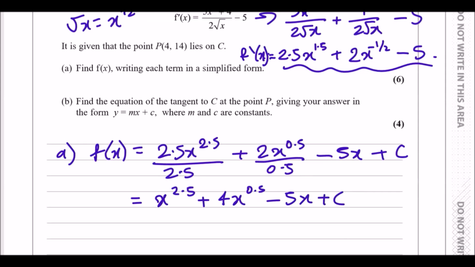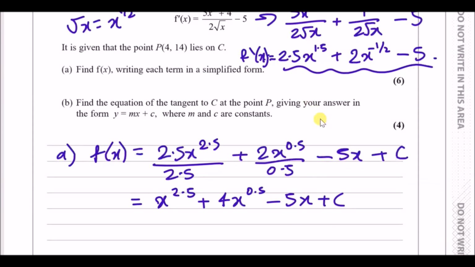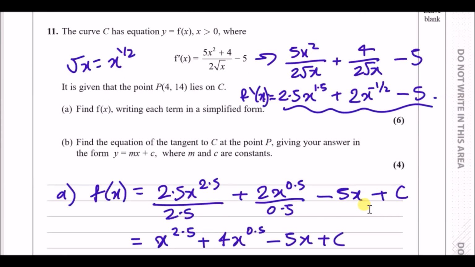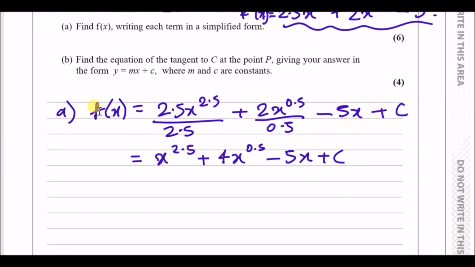Now, just a quick note here, this c is not the same as that letter C, yeah? Even though it looks the same, they're not meant to mean the same thing. This is the constant of integration. That's just what they label the curve. So to find this value c, they give us a little hint. They say it is given that the point P lies on C. So it's implying that when x is 4 and y is 14, in other words, when f(x) is 14 and x is 4, you can substitute them in and rewrite to find the value of c.